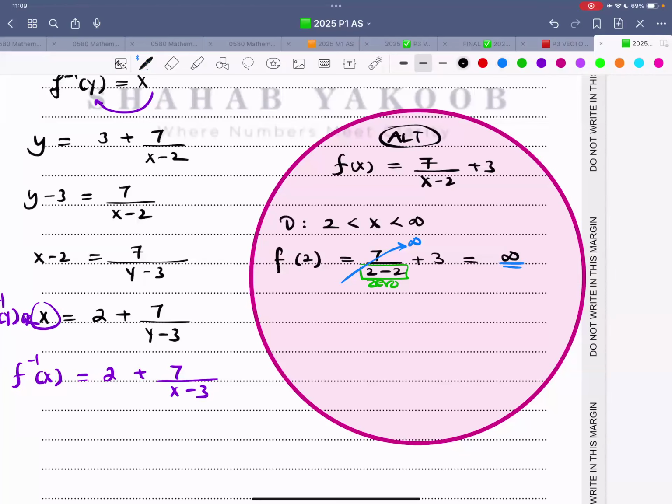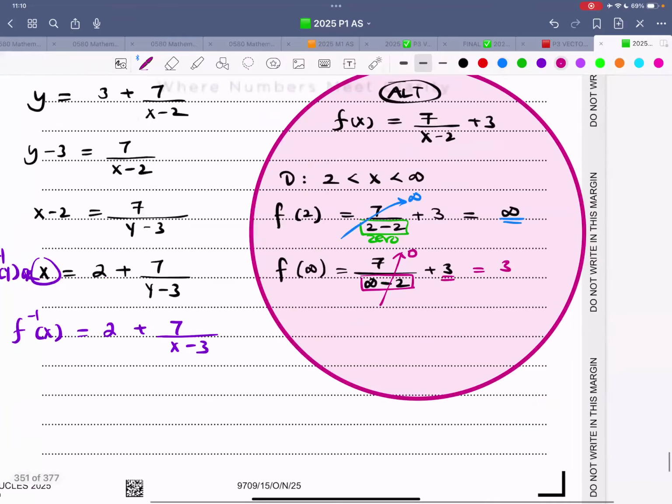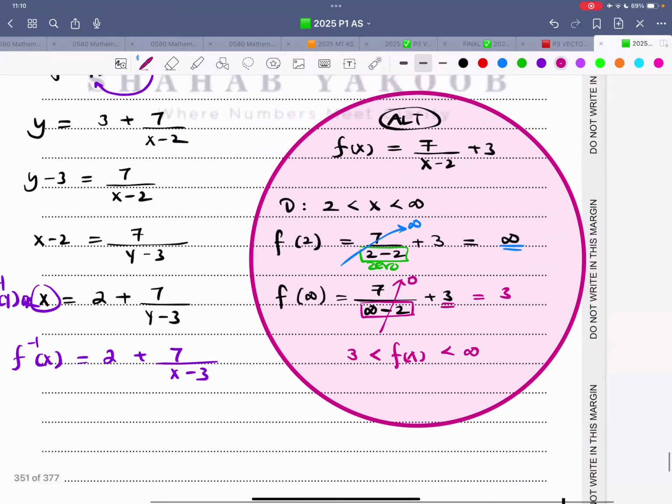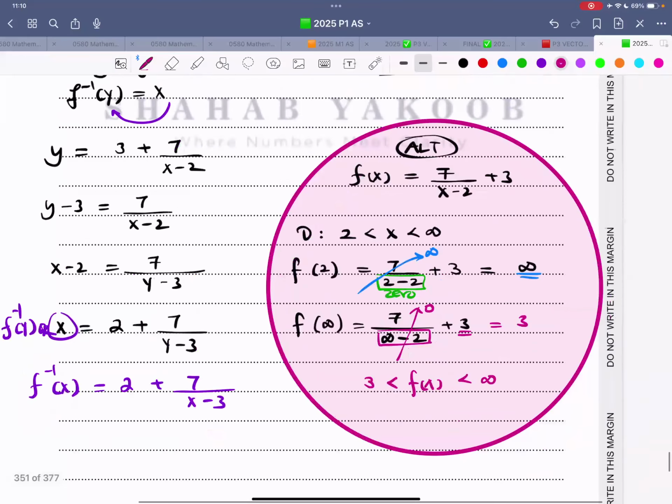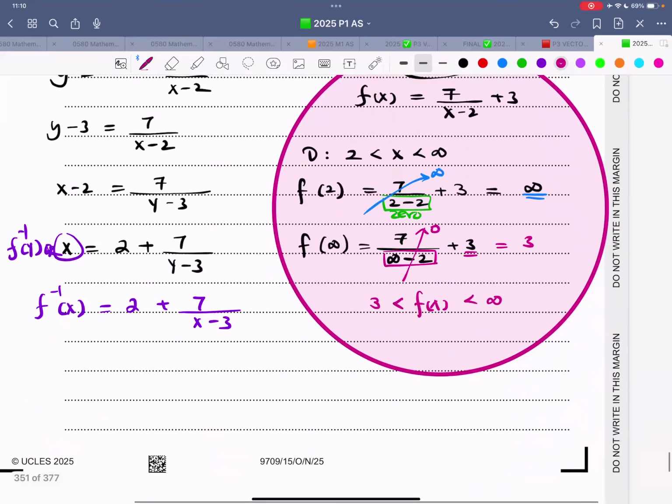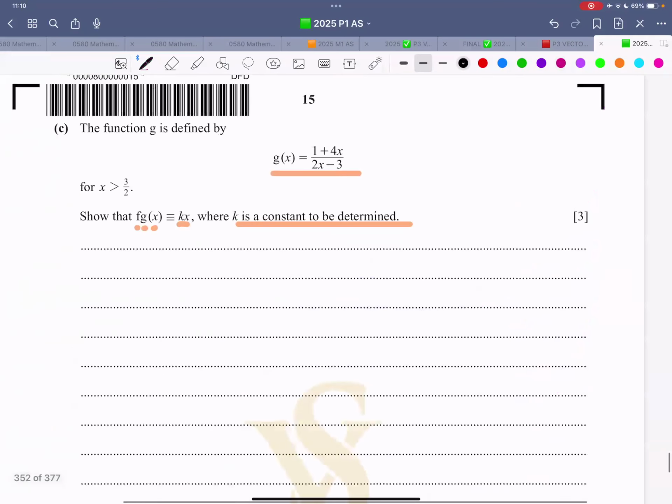If I plug in infinity over here, f of infinity is 7 over infinity minus 2, plus 3. So now infinity minus 2 is infinity. 7 over infinity is 0. I'm left with 3. So therefore, this comes out to be 3. So the range of this function lies between 3 and infinity, which is exactly the same thing as obtained over here. So yes, I can do it by calculation also. That is my way of doing things. Okay, so this thing is all done and dusted.